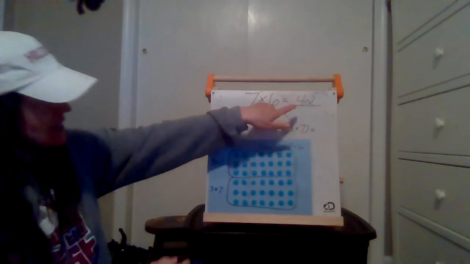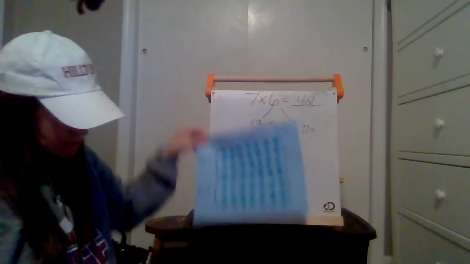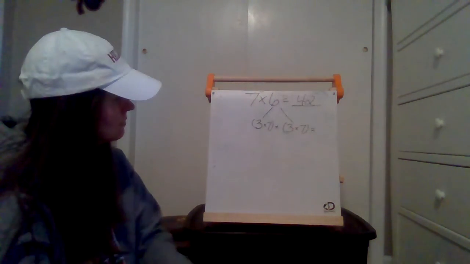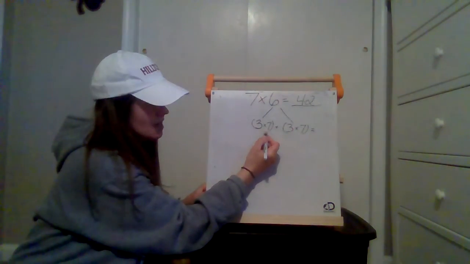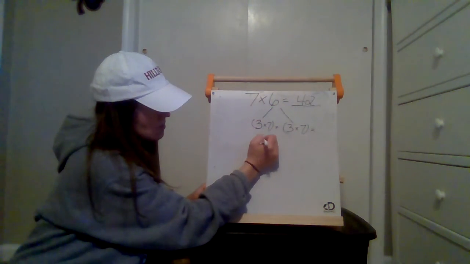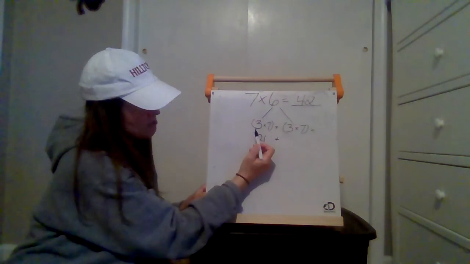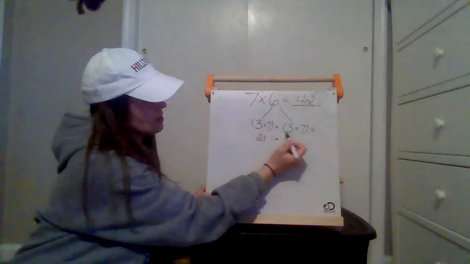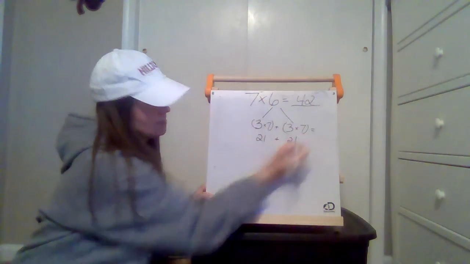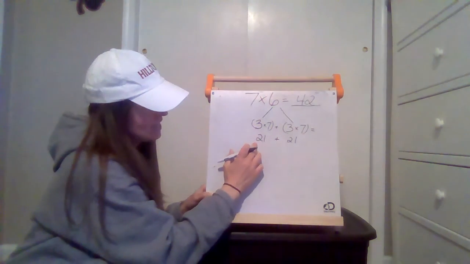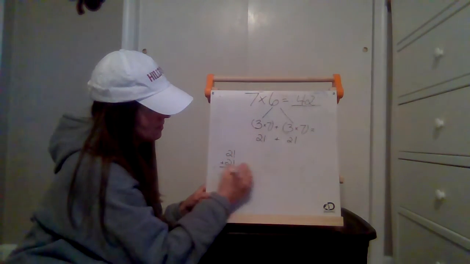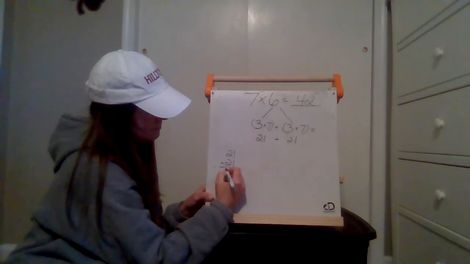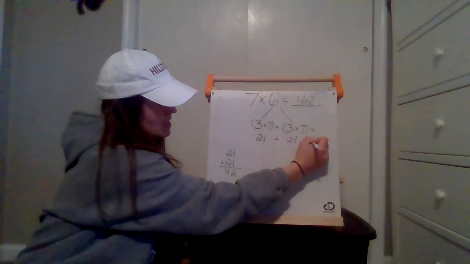Let's see if we get the same product. So 3 times 7, I have 7 plus 7 is 14, and another group of 7 is 21. So I know if 3 times 7 over here is 21, 3 times 7 is also going to be 21. And 21 plus 21, stack my numbers over here, is 42.